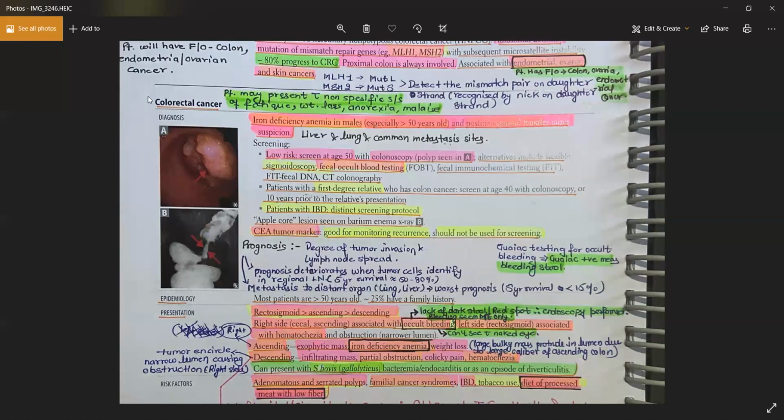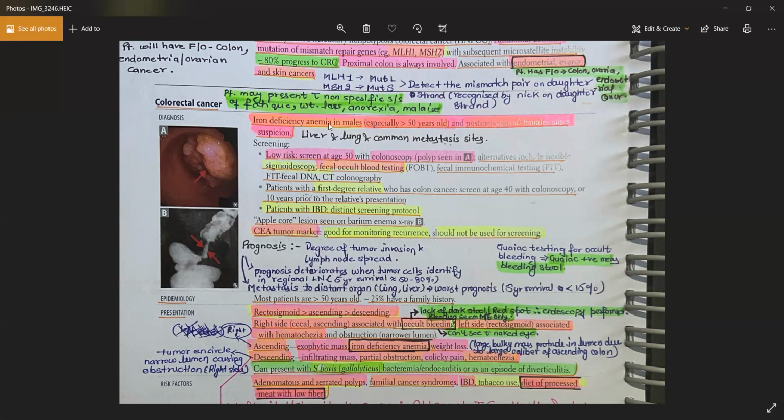Okay. Now let's discuss colorectal carcinoma, or colorectal cancer. You will have a patient whose age is more than 50 years. It's very important: the age must be more than 50 years. And they generally present with a history of iron deficiency anemia.